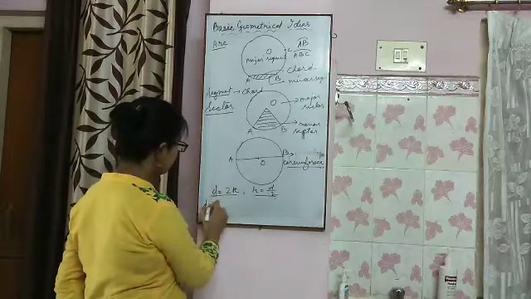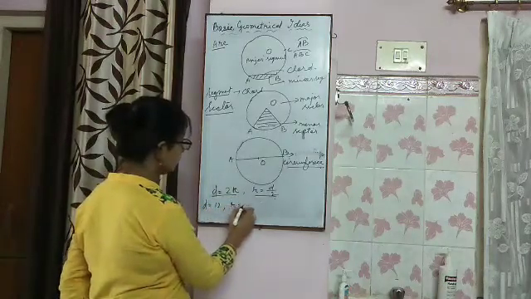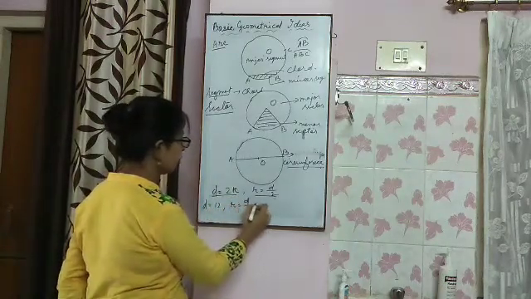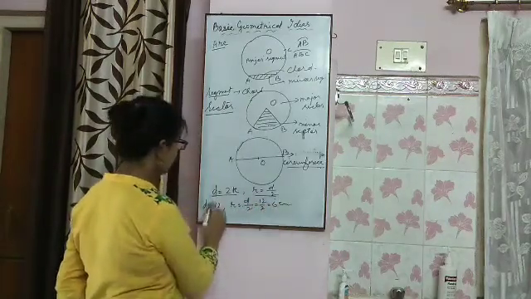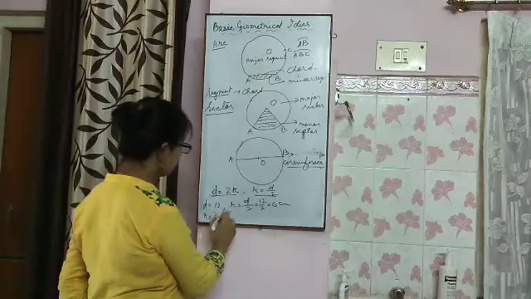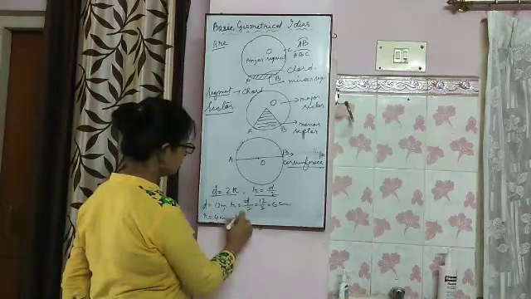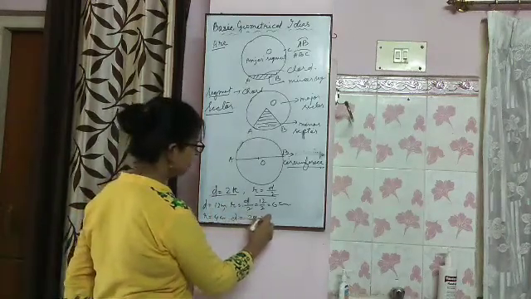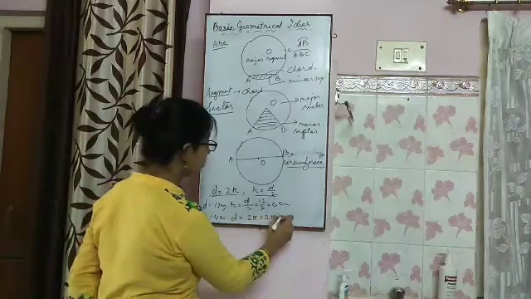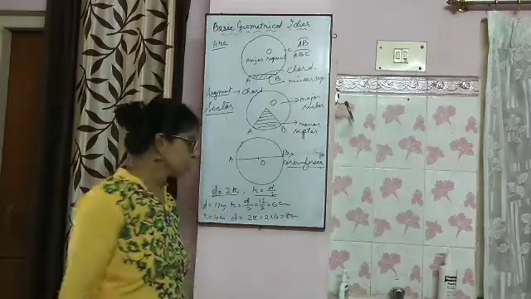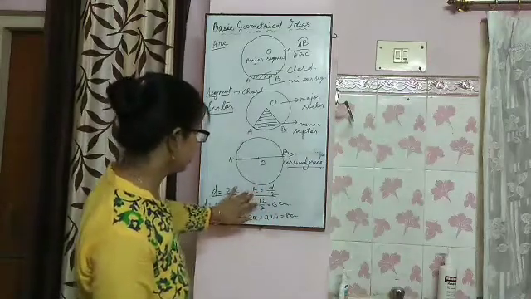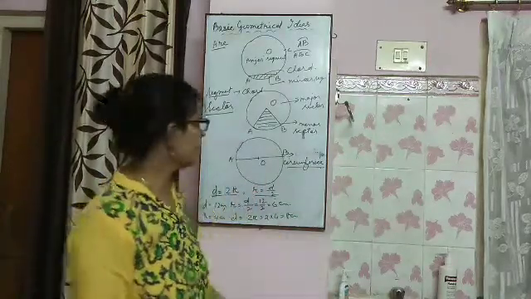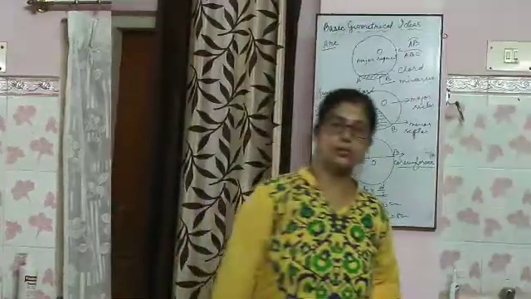If the diameter is given 12, then what is the radius? Radius is diameter by 2. That means 12 by 2. So it is 6 centimeter. If you are having radius equal to 4 centimeter, then what is the diameter? 2 times of radius. 2 into 4, that is 8 centimeter. So using this formula, we can get the relation. If radius is given, we can get diameter. If diameter is given, we can get this.